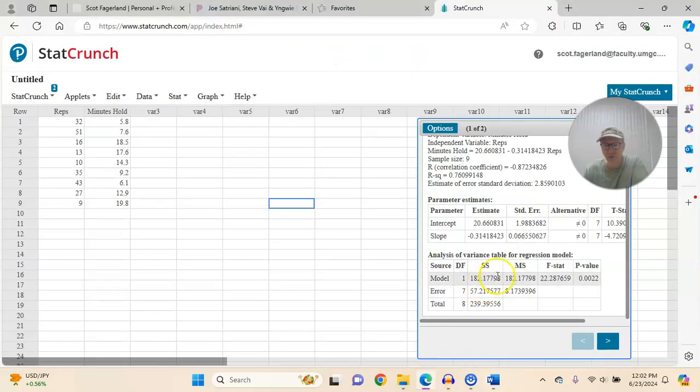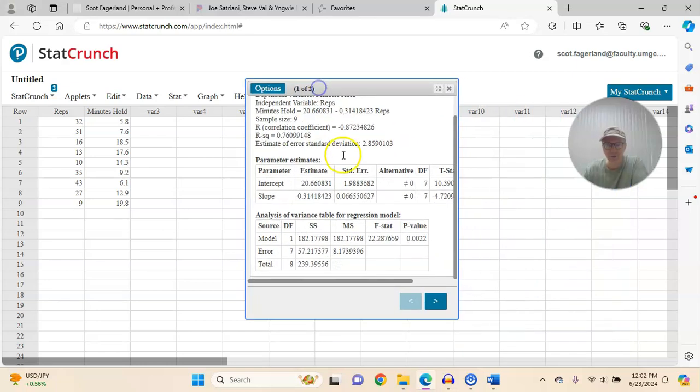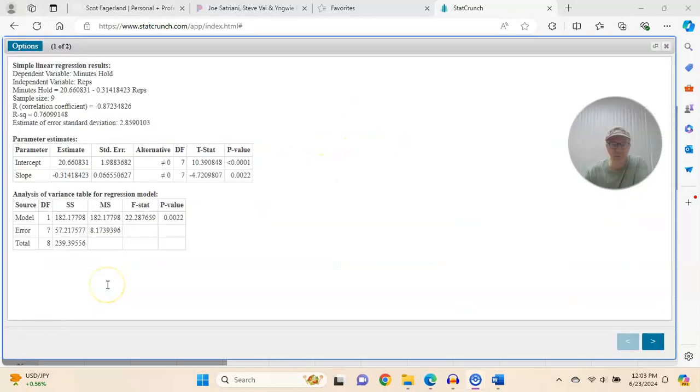So if we go back to our regression display, this was StatCrunch's output when we ran the regression, simple linear regression for this illustration. And what we're looking for now is this bottom table. It says analysis of variance table for a regression model.